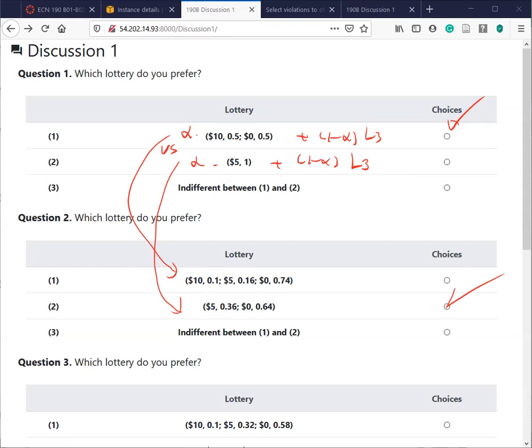Nothing wrong to violate the independence axiom. I also violate it, so it's not something that we should keep. But if you just talk about the axiom, if you reverse your choice, then you are violating the independence axiom. So for question 2, for example, I was using alpha equals 0.2.